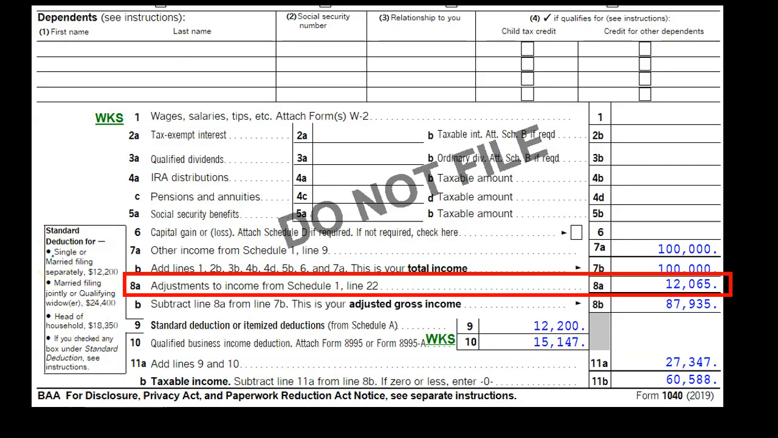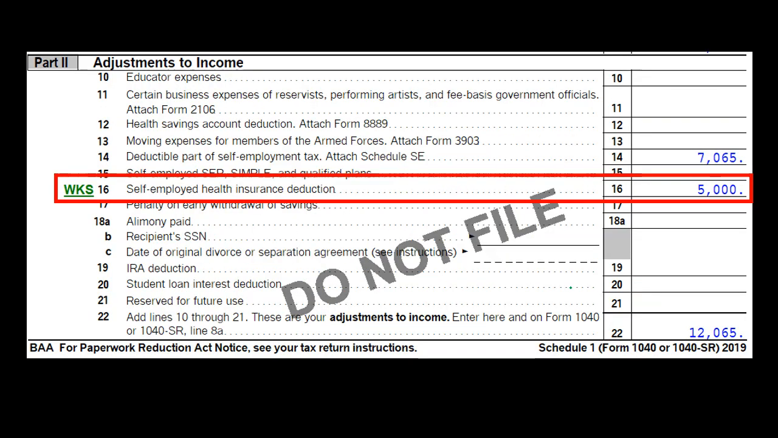With regards to the tax return, this is page 1 of the 1040. We're talking about line 8A, which is going to be the adjustments to income from Schedule 1, line 22. Then we'll go to Schedule 1. If we go to Schedule 1, we're talking about the self-employment insurance related to line 16.